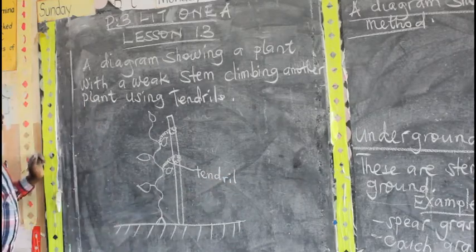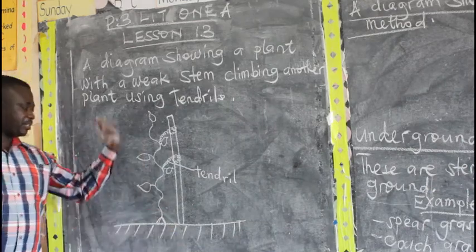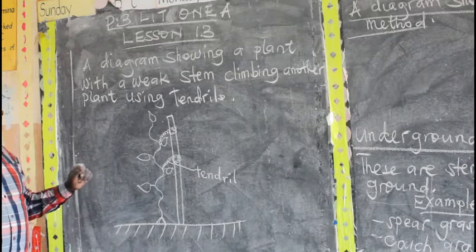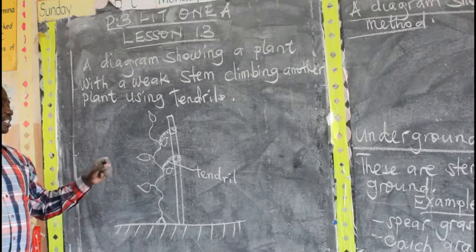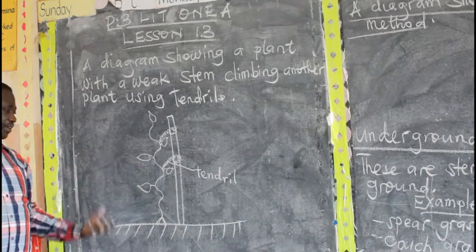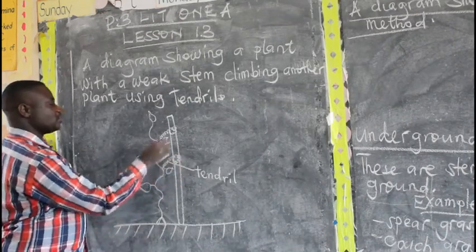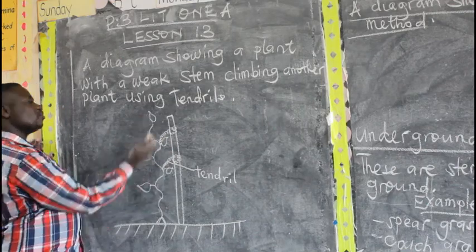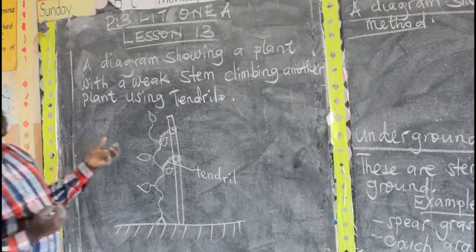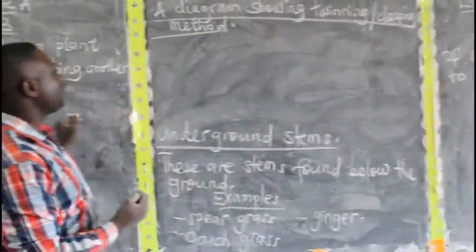An example of such plants we have is passion fruit, and even we can say some beans. Some beans have tendrils, they coil around. But the best example is passion fruit. We have seen the tendrils and they coil around to support this weak stem to grow upright. Okay, children? Then also we want to look at a diagram showing twinning or clasping method.